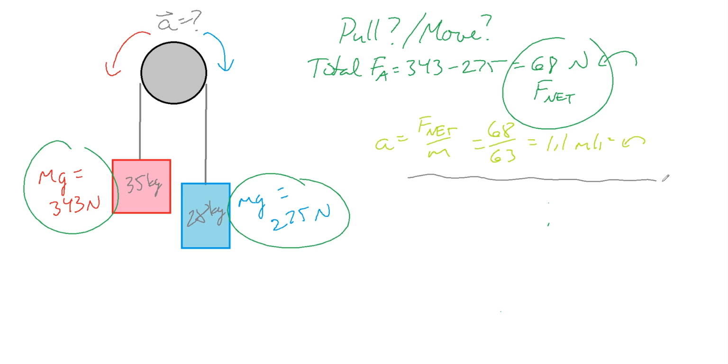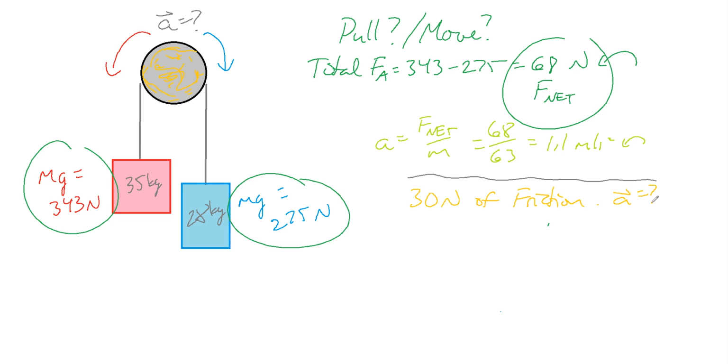Maybe there's a little rust in the old pulley here. So it's got some friction problems, squeaking a little bit. So let's incorporate some friction into here. Suppose we've got 30 newtons of friction in the pulley. Okay, so what would the acceleration be now?